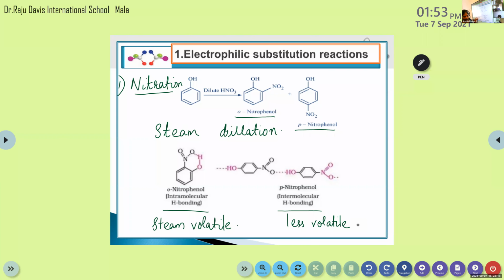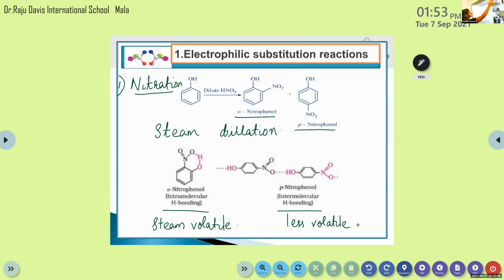So when you hear electrophilic aromatic substitution reaction in phenol, always the substitution takes place in ortho and para position, not in meta position. So the incoming electrophile will occupy the ortho and para position. And the separation of these two mixtures occurs by steam distillation. And the reason is intramolecular hydrogen bonding in orthonitrophenol and intermolecular hydrogen bonding in para-nitrophenol. This is clear? Children, any doubt?